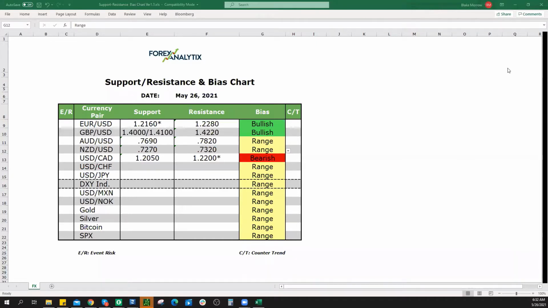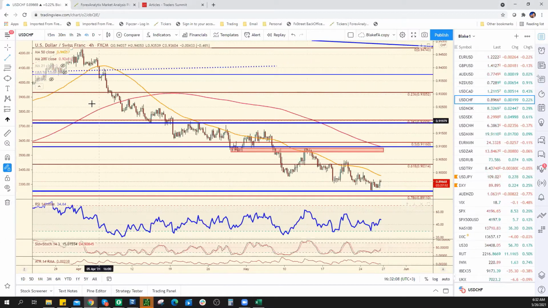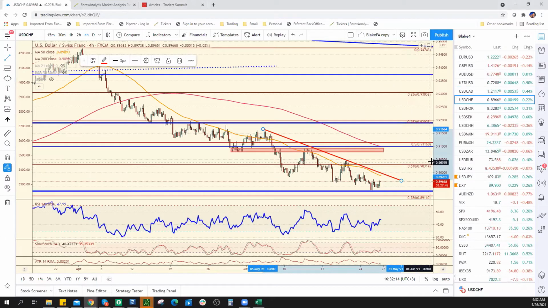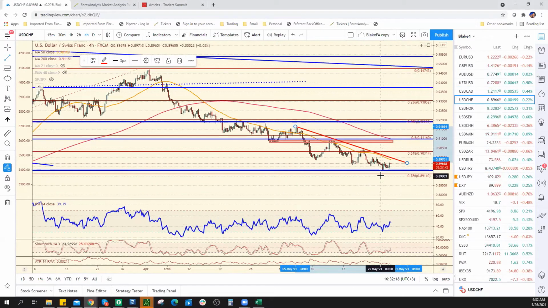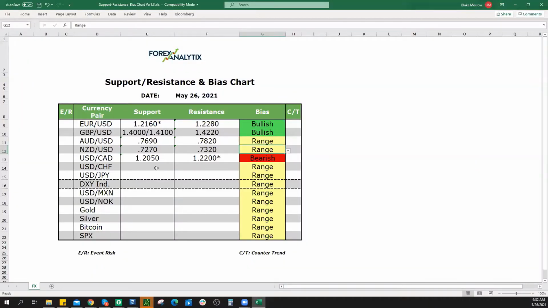Let's see here. Dollar Swiss. Let's watch the dollar. Let's watch the Swissy here. I mean, we're holding. We might get down to this 89.10. This is the 78% retracement. But man, if we get above this 90-cent level, it could squeeze. We're going to keep that bearish for now.